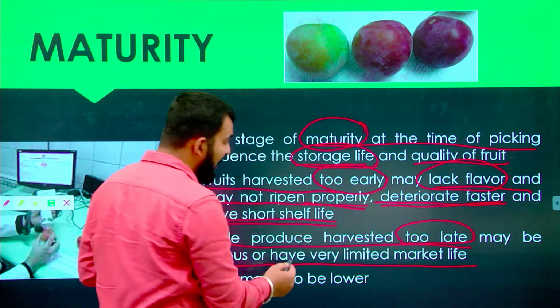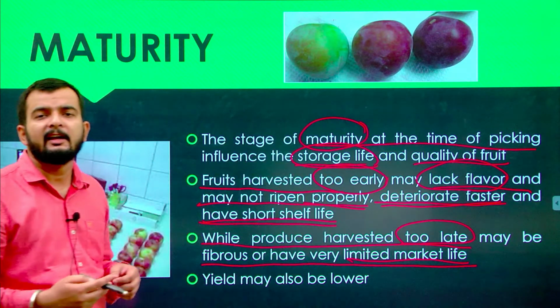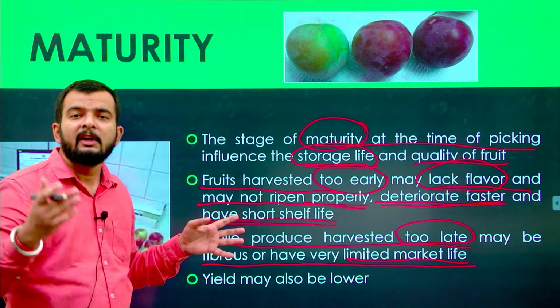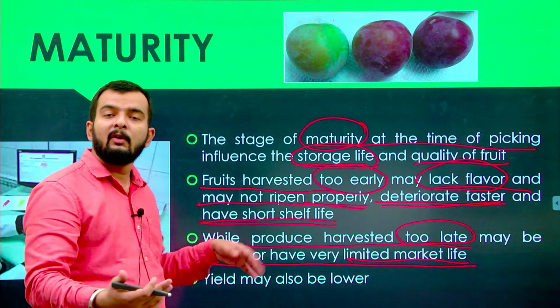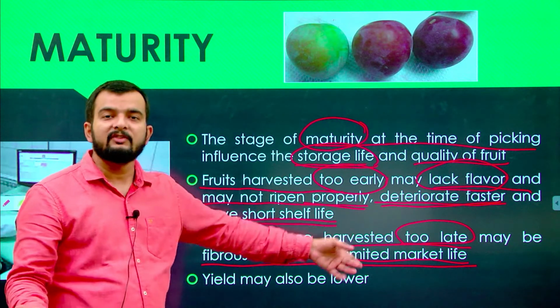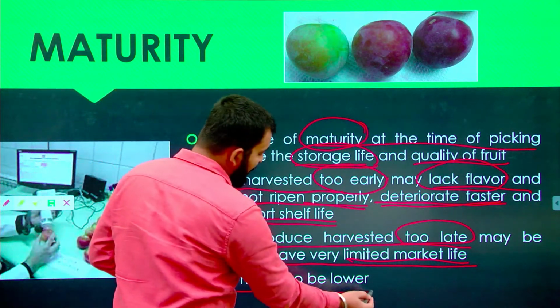In case of too late, again it has a limited shelf life or limited market life. That is, it has to be consumed within a few days, because it has already passed the maturity stage and the next stage in this case will be spoilage only. So it has to be consumed within a limited time period. Now yield may be lower in both the cases.